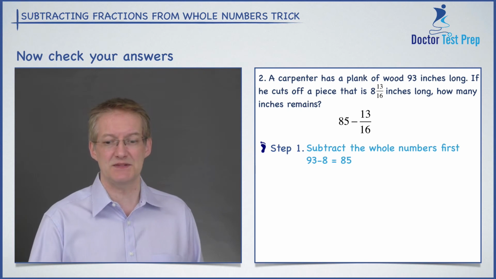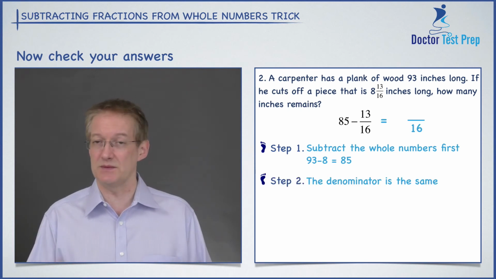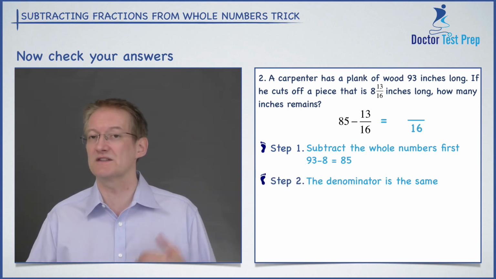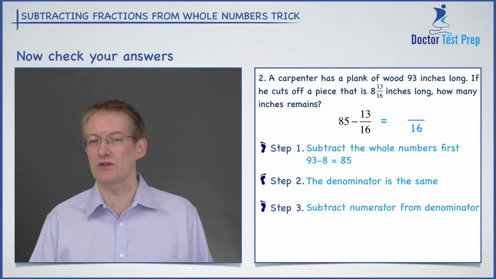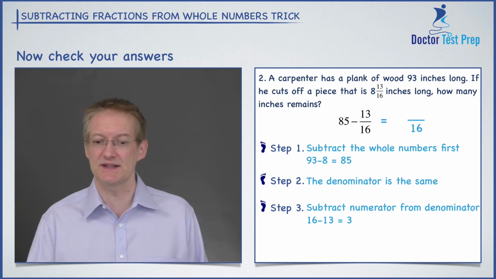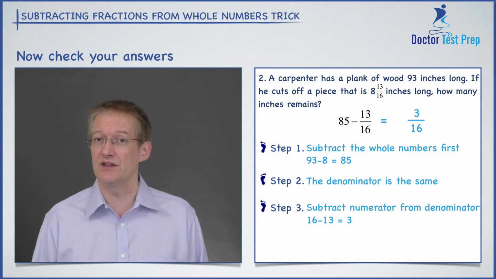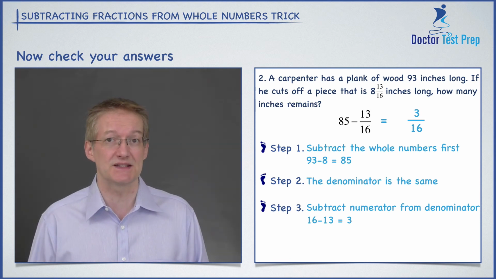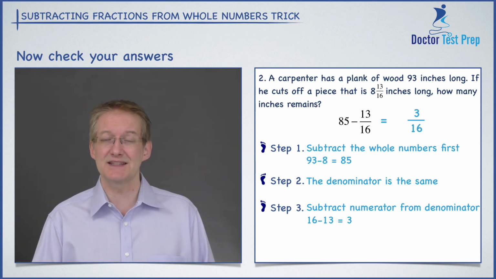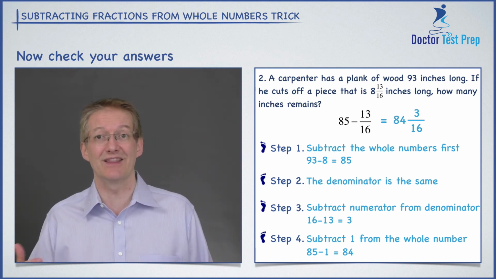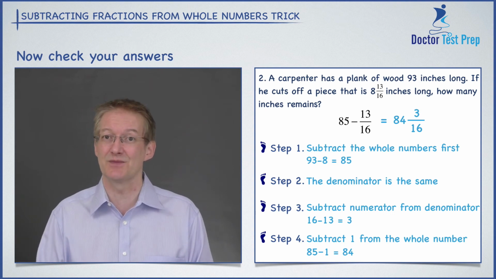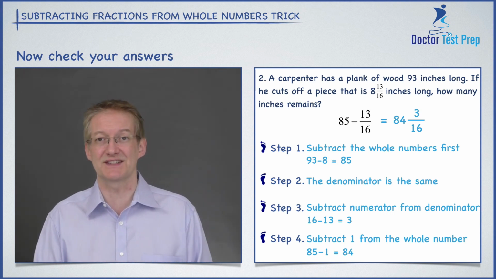So let's apply our steps to it. We are going to keep the same denominator, so we know we've got something over 16 there. Then we're going to subtract the numerator from the denominator, so 16 take away 13 gives me 3. That becomes the new numerator. So I know my answer has 3/16 in it somewhere. And the last step is to take 1 away from the 85, which will get us to 84. We place that in front of the fraction, and that is our mixed number answer. So 84 and 3/16 is our answer.